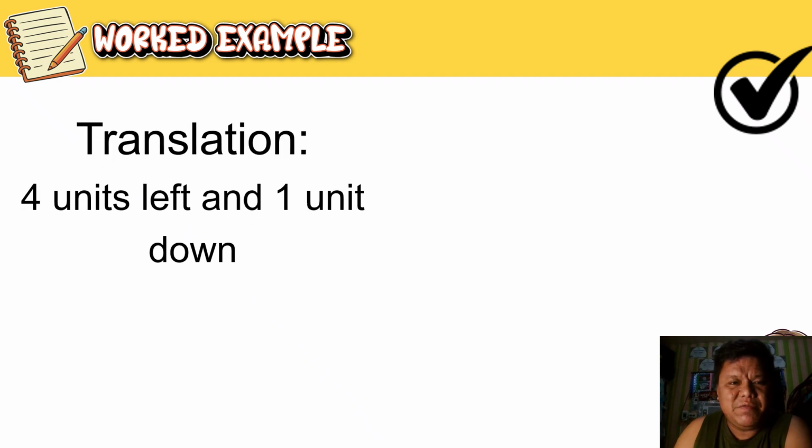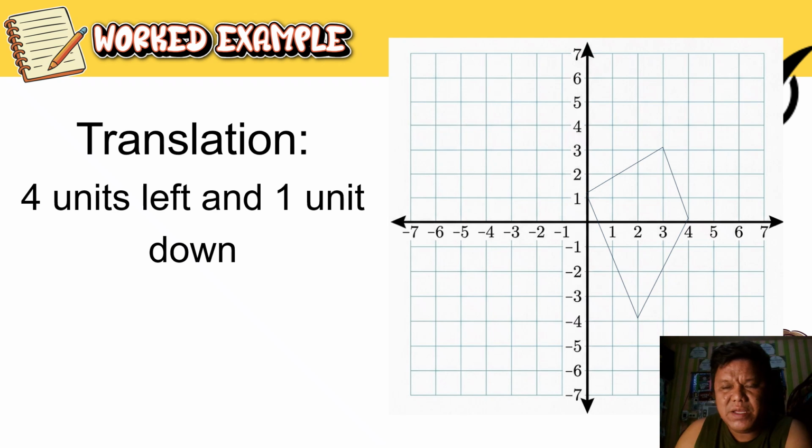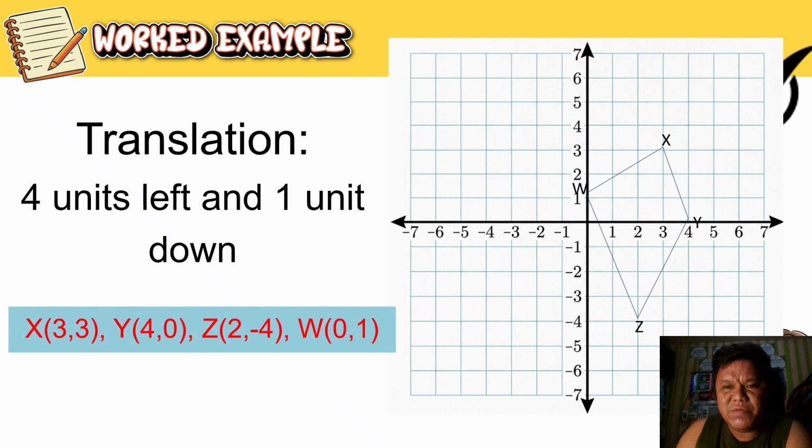Okay, so let's have an example of translation: 4 units left and 1 unit down. Take a look at the pre-image of W, X, Y, and Z. The first step is to identify the coordinate points of every vertex. The vertex of X is (3, 3), Y natin is (4, 0), Z natin is (2, -4), and W natin is (0, 1). Since it is 4 units left, count lang po tayo ng 4 to the left and 1 unit down.